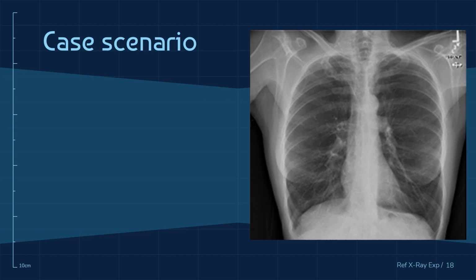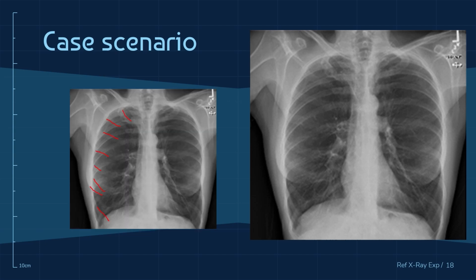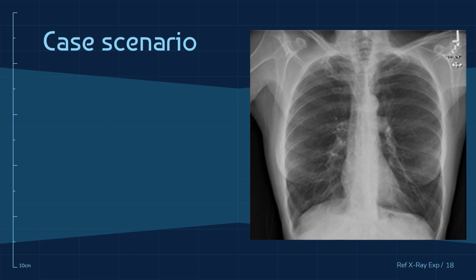Next, for the inspiration, we will check the number of the ribs. I will count the anterior ribs. So I will start: 1, 2, 3, 4, 5, 6, 7, and 8. So we can see that more than 7 anterior ribs are present, which indicates hyperinflation of the lungs.